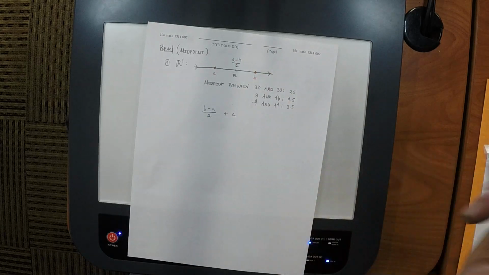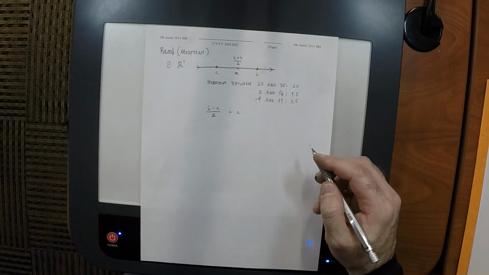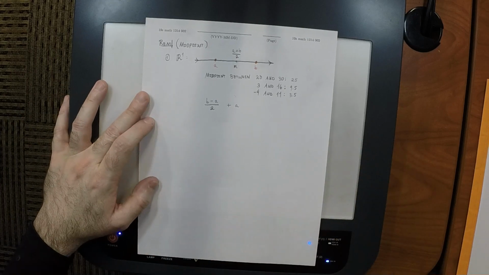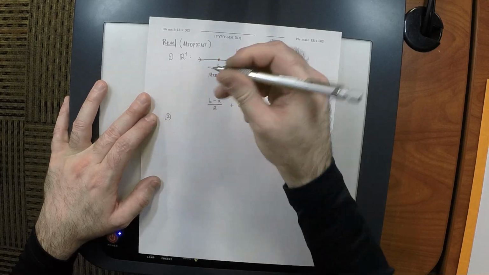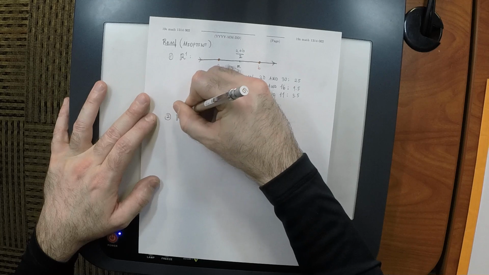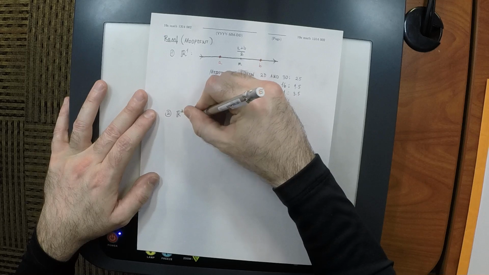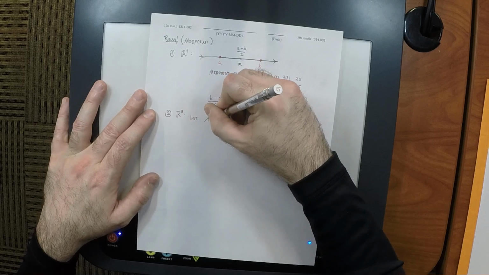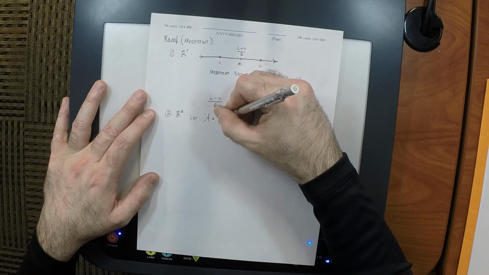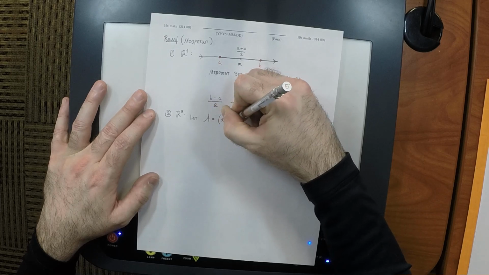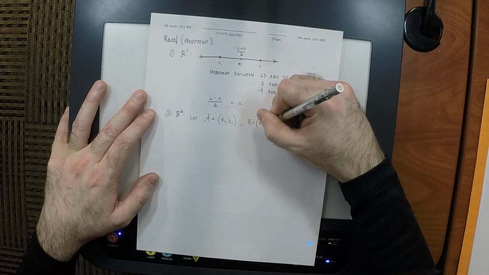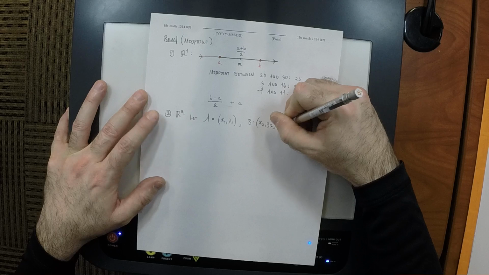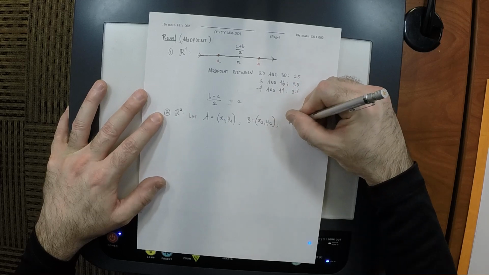Okay, good. Fine. So now what we want to do is calculate the midpoint, but for R2. So we could say something like, let A be the point x1, y1, and B the point x2, y2, and we want to find the midpoint M.